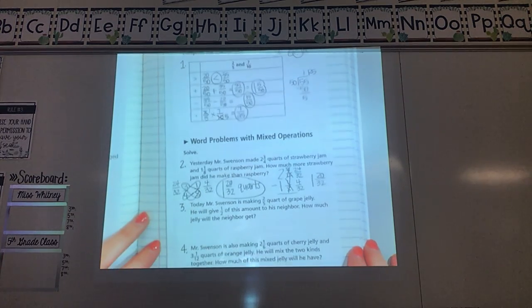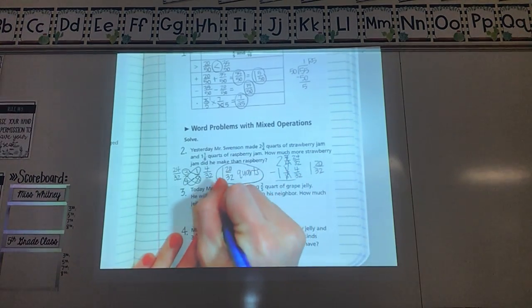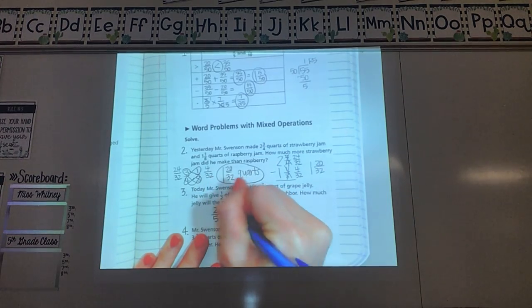Let's look at number 3. Today, Mr. Swinson is making 2/5 quarts of grape jelly. He will give 1/2 of this amount to his neighbor. How much jelly will the neighbor get? You notice I said of really loud because that's my key word. What does it mean when I see the word of? Multiply. So we are doing 2/5 times 1/2.